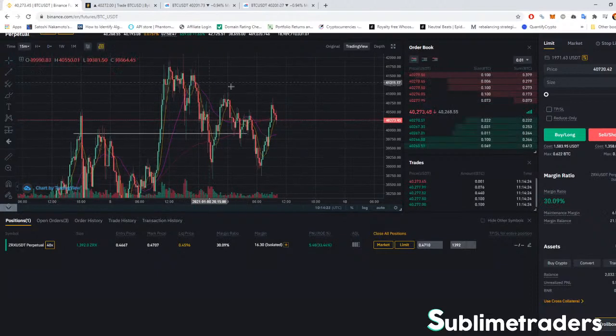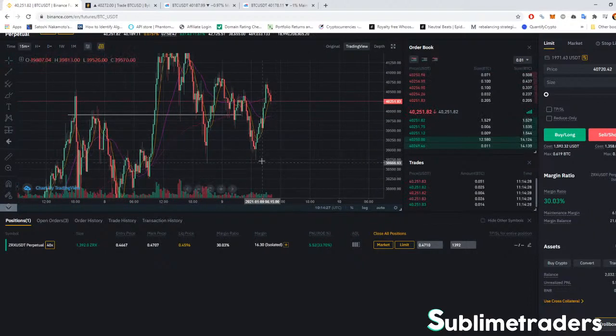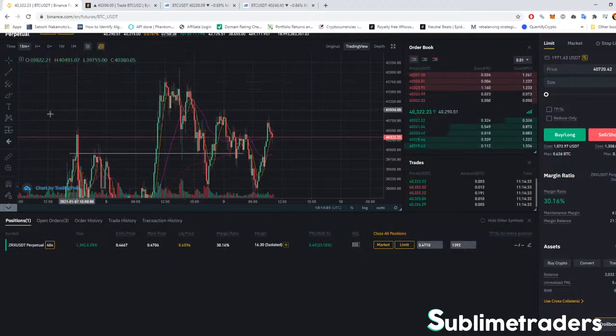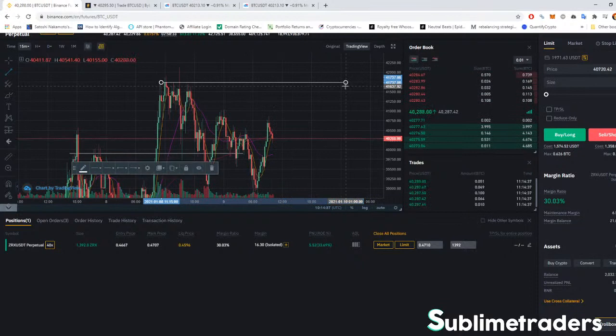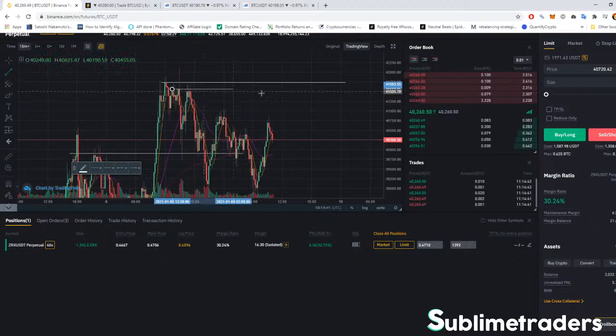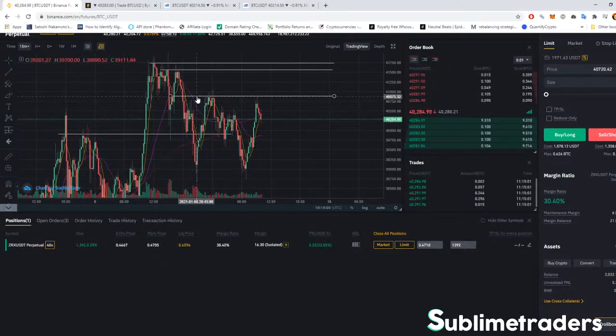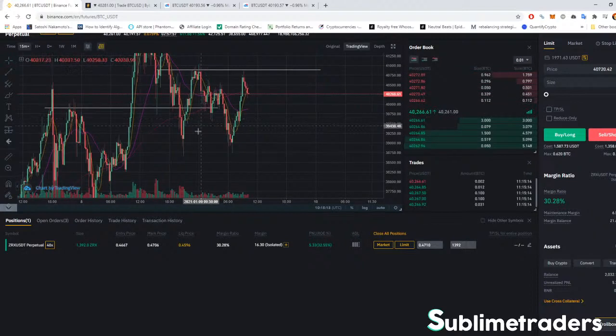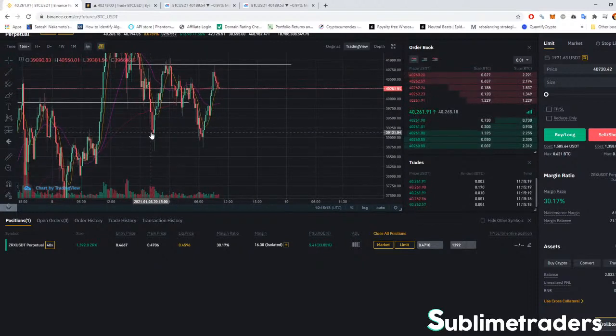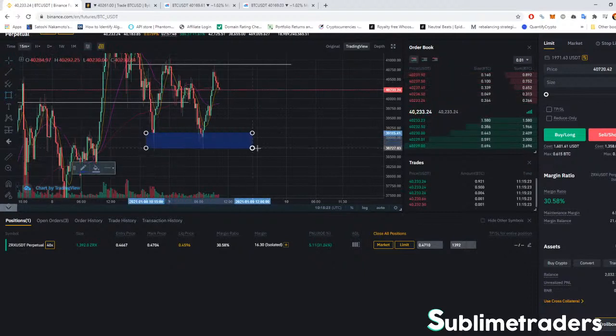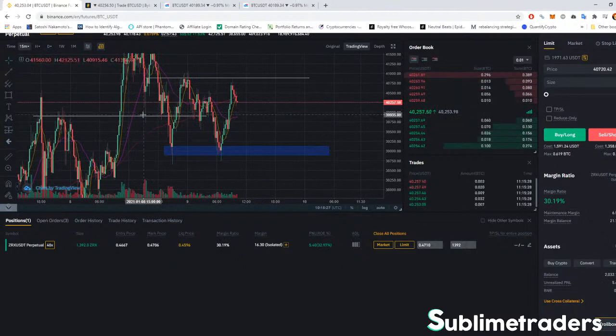Right here I'm going to start by tracing the supports and resistances. Many of you know how to trace them already, but of course we need to do that. So we will start from the top to the bottom. The first resistance right here, the second will be here. Let's see what we can find. This is weak. This one is important. This one is weak. This one is weak. This one is weak. I will draw an area right here because I think this is more of an area than a line. We'll remove this.